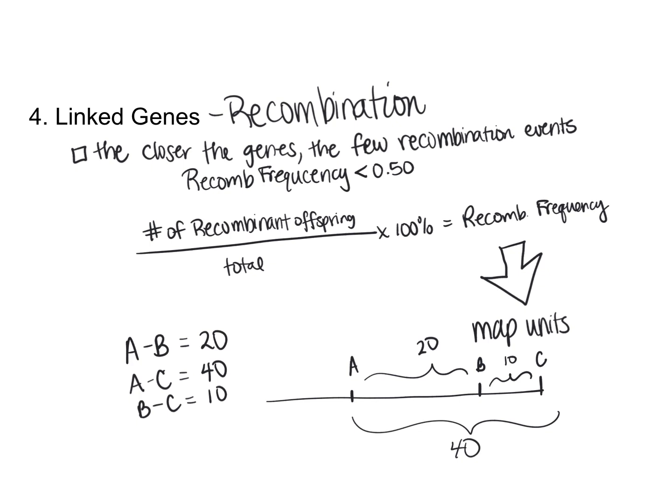So again, that recombination frequency is going to help you understand linked genes. The smaller that recombination frequency is, like here, the closer they are on the chromosome, and the more likely B and C are going to be linked. The bigger the recombination frequency, the farther apart they are on the chromosome, and the less likely they are going to be linked.